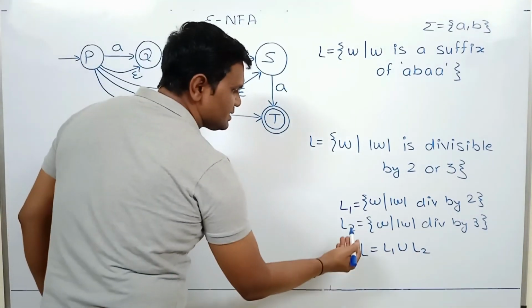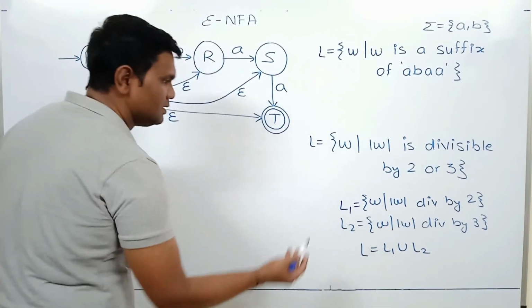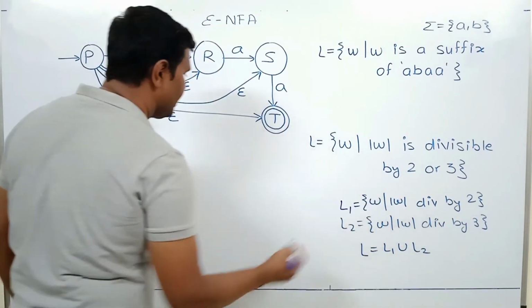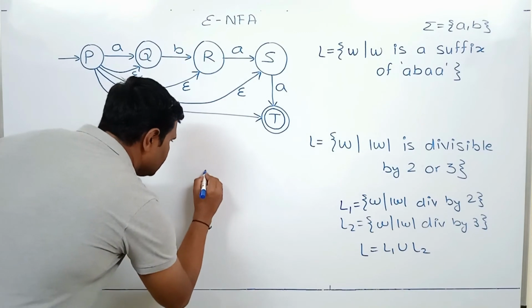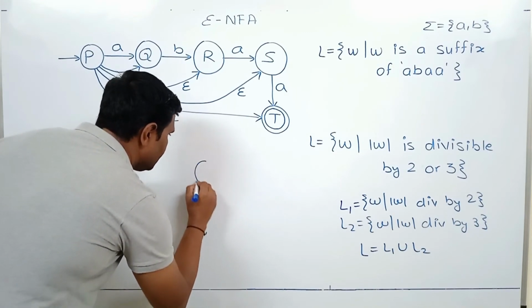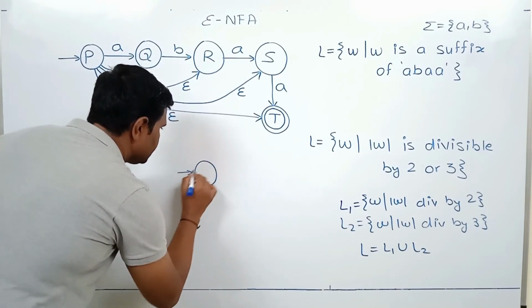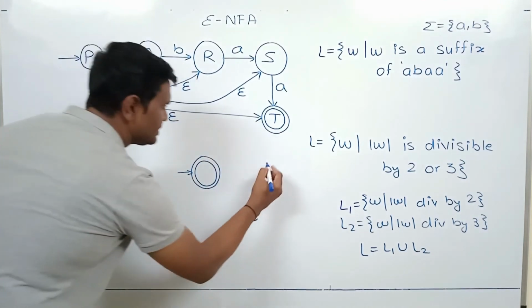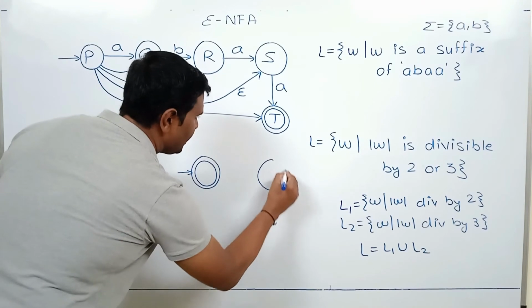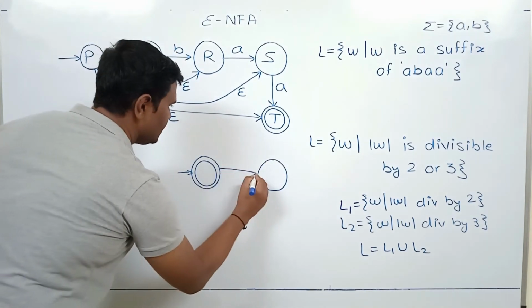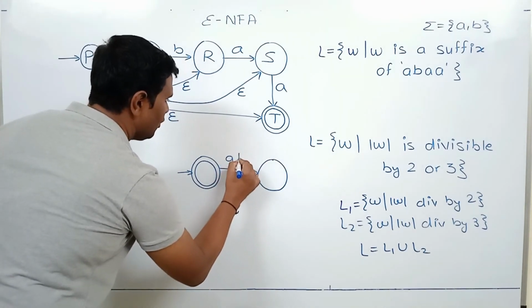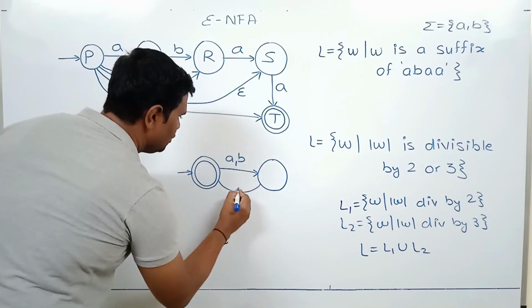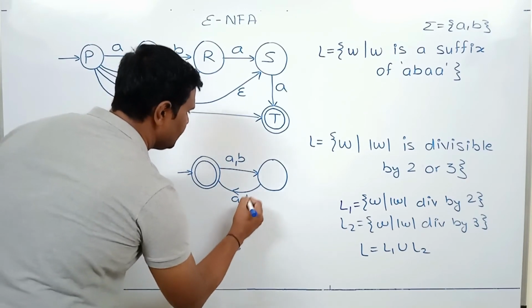Now let's first construct NFA for L1. So length of W is divisible by 2. We require 2 states. So this is the initial state. We mark it as final state, and in total we require 2 states. So here we can process A or B. We take the loop. Here also we can process A or B.